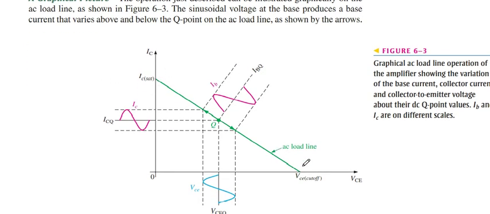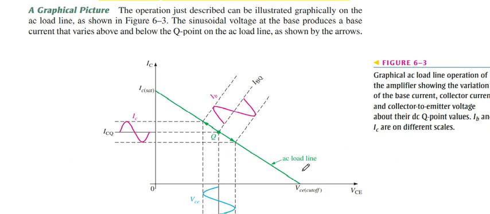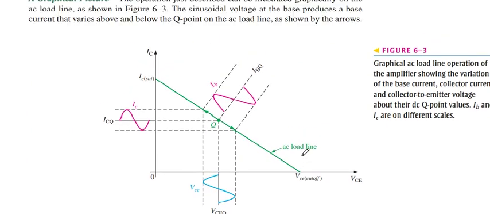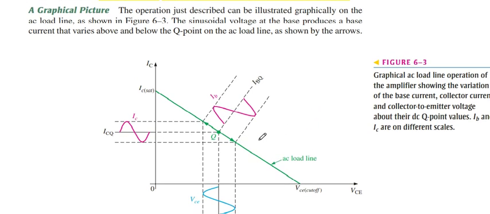Next, the graphical picture. This is the AC load line. There is a difference between the AC load line and the DC load line. We discuss it in the next chapter.